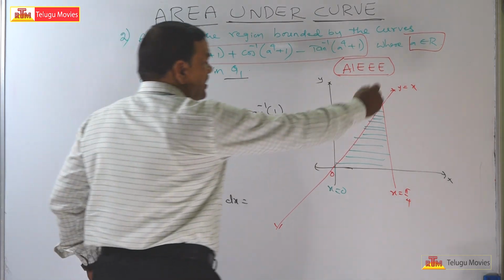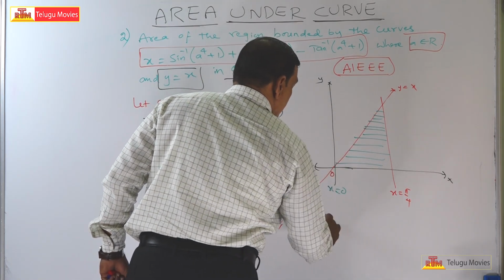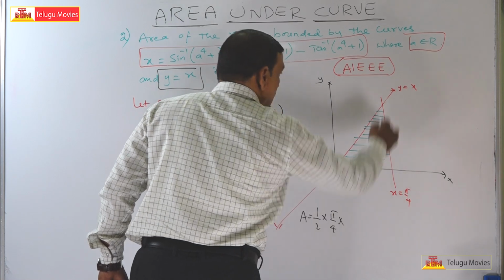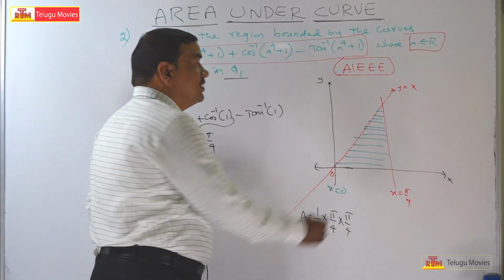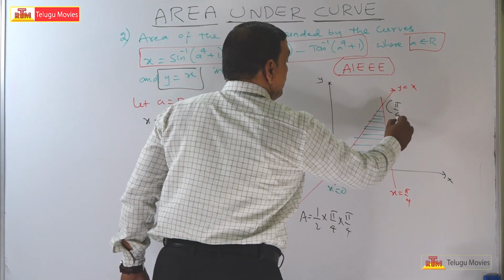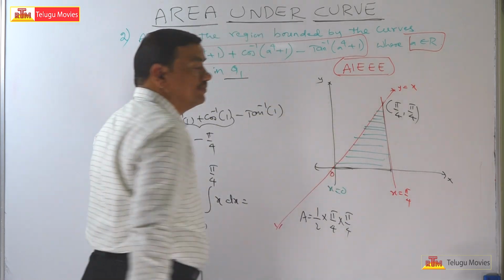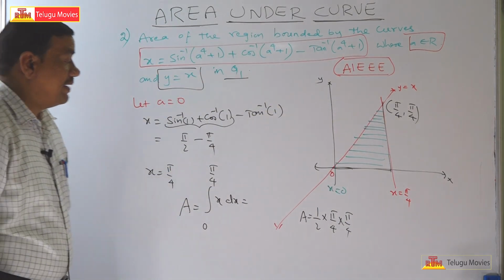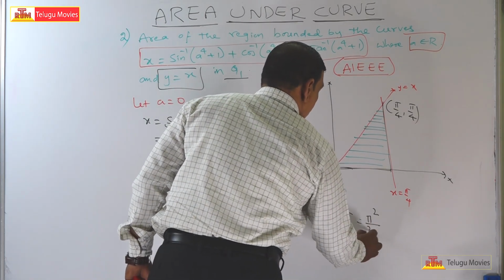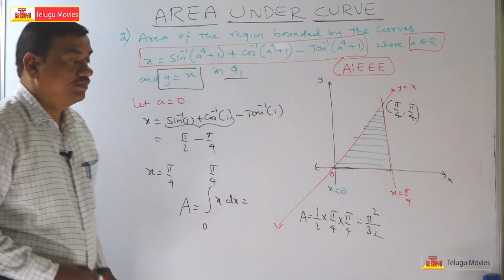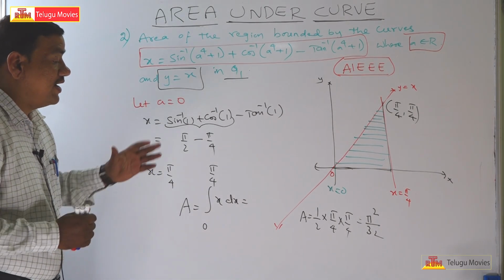Otherwise, it is simply a triangle: half into base into height. The base is π/4 and the height is also π/4, because y = x, so this point will be (π/4, π/4). That is the length and height, base and height π/4, π/4. So the area is π²/32. 2 fours are 8, 8 twos are 32. So π²/32.